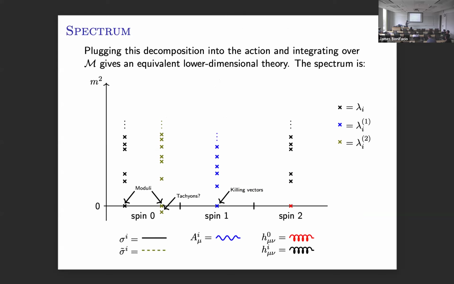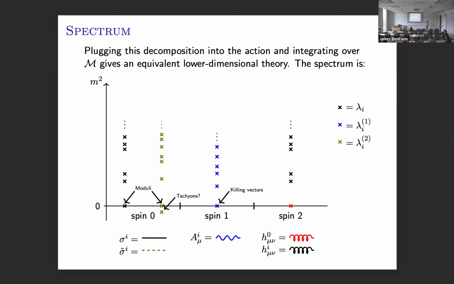So plug this position into your high dimensional Lagrangian, and once all the dust settles, you can read off what the spectrum of that low dimensional theory is. And this is what it looks like. The vertical axis here is the squared mass, showing the spin 0 modes, the spin 1 and the spin 2 modes. So you have two towers of spin 0 modes, a tower of spin 1 modes, and a tower of spin 2 modes.